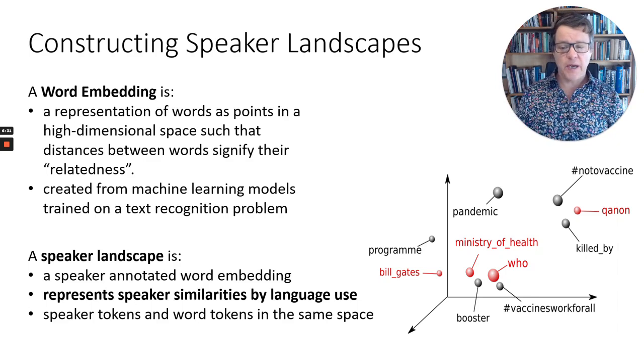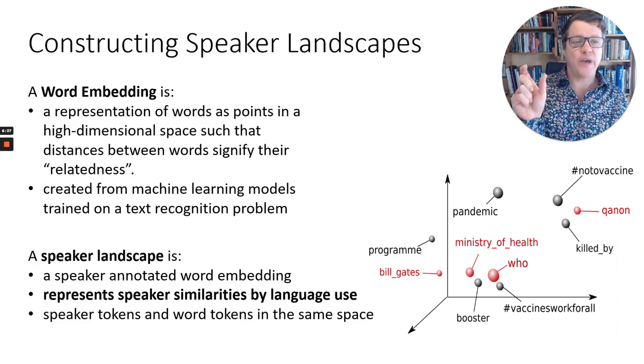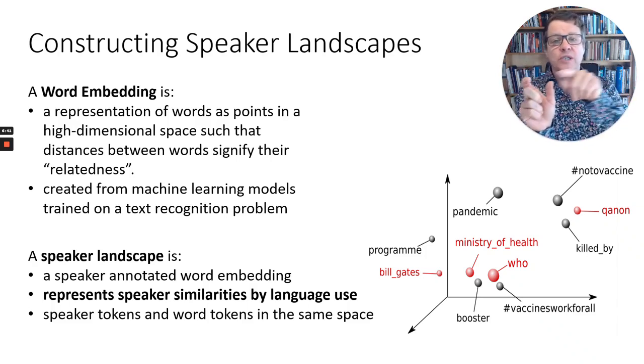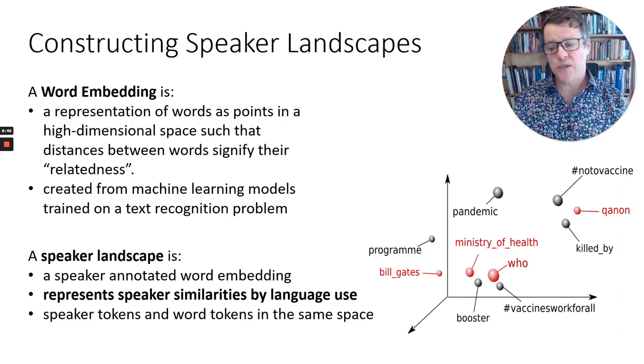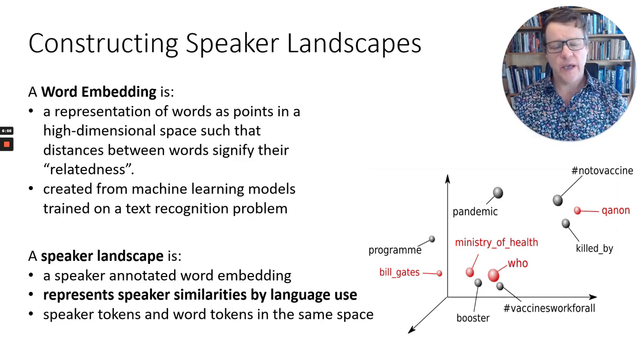That's what we call a speaker landscape. It's simply a speaker annotated word embedding, where the speaker's identifier, their names or their handle or whatever, is included in the embedding, and all the words that they use represent how similar or different the speakers are from each other. So now we've got a way of representing speakers, the similarity and difference, by the words that they use in their communications. And that's also represented in the little image I've got up there.